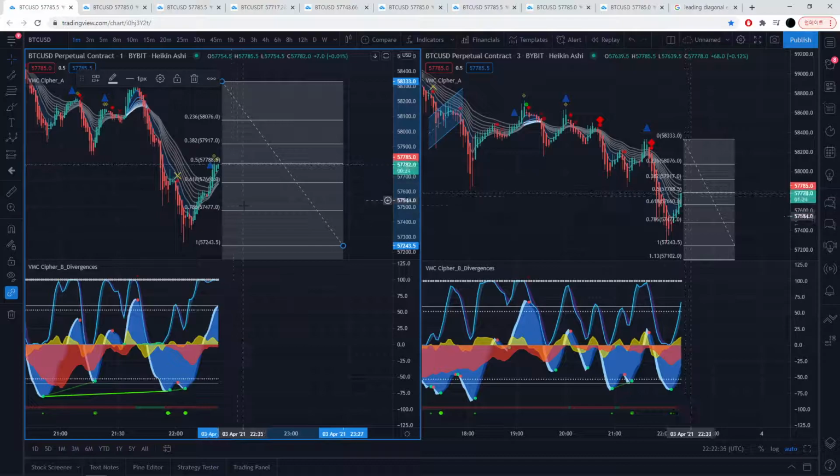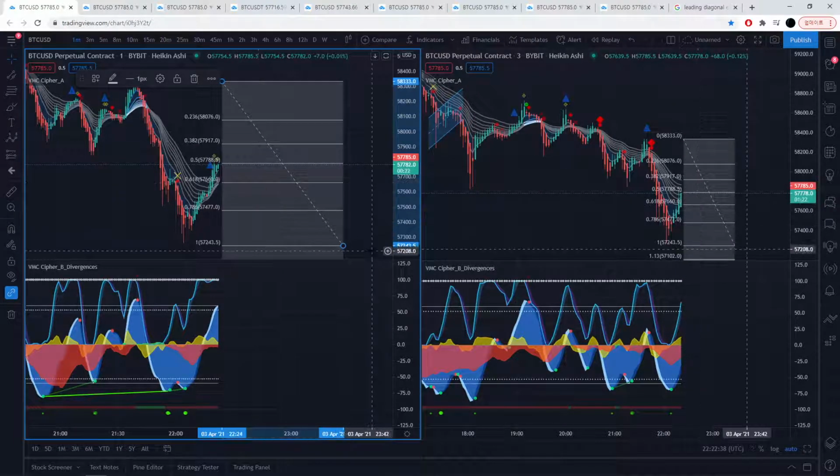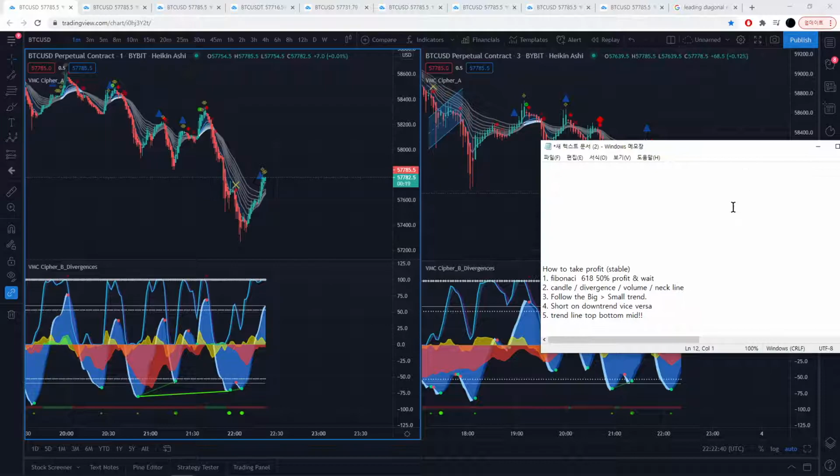Okay, and then it might go back down, or it might go up here and then rebound. Okay, so that's number one. Number two: candles, divergence, volume, and neckline.